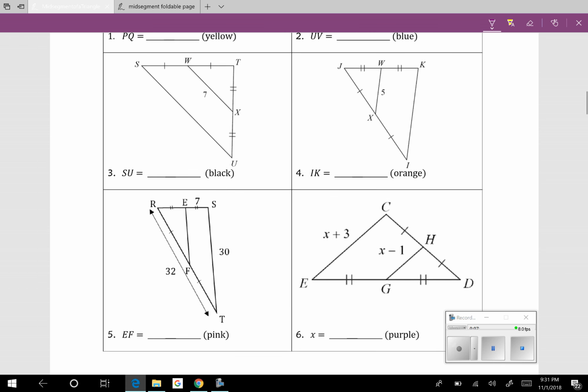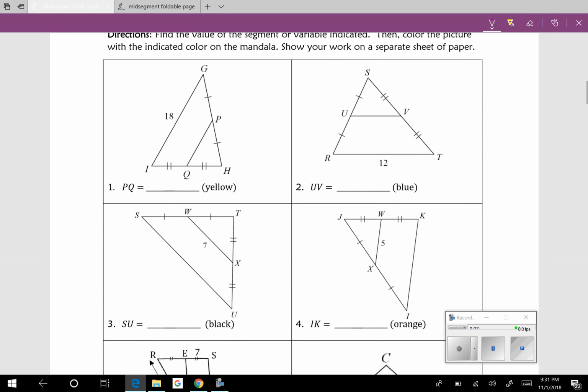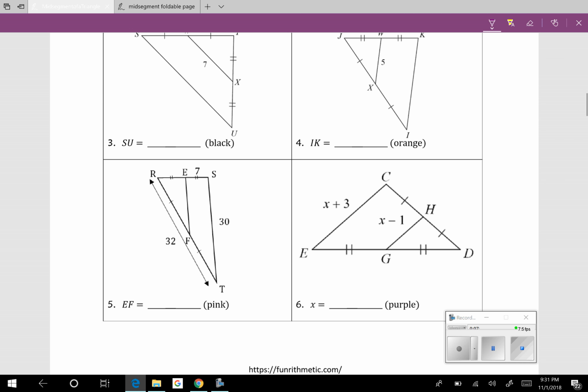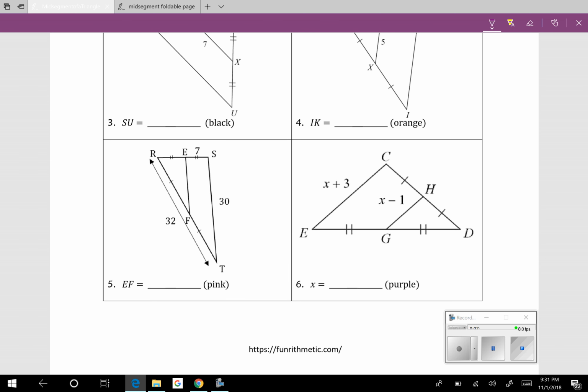So we'll go to our practice. 1 through 5 are fairly easy. You guys can figure those out just looking at the example, the first one. I'm going to work out number 6 with you all. So remember, we have to take our midsegment and multiply it by 2 to get our bottom side.